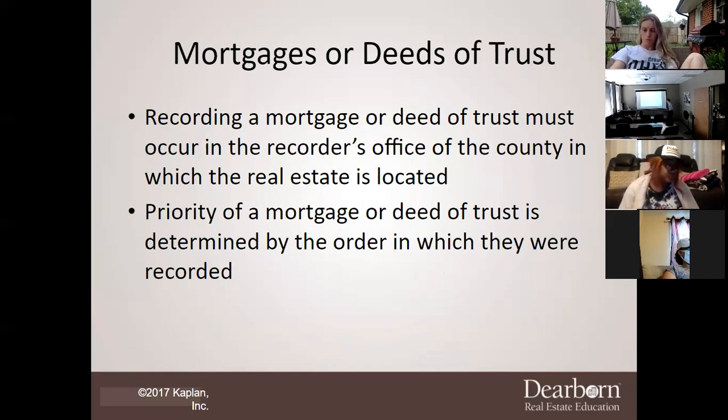So recording a mortgage or deed of trust must occur in the recording office of the county in which the property is located. So if you live in Florida but you own a property in Texas, you're going to have to come all the way down to Texas to record the deed.